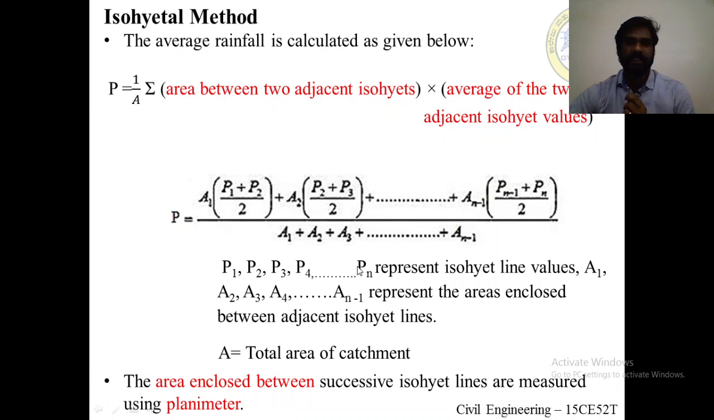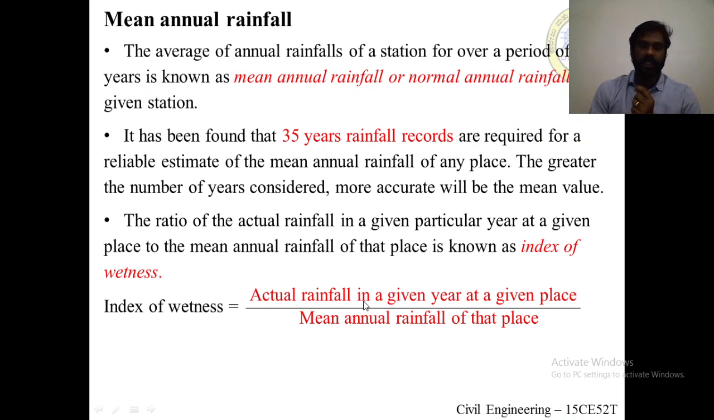These are the three methods by which you can compute the average rainfall of a catchment area. In the next session, we will solve simple problems related to all these three methods. Before that, let's see what mean annual rainfall is.